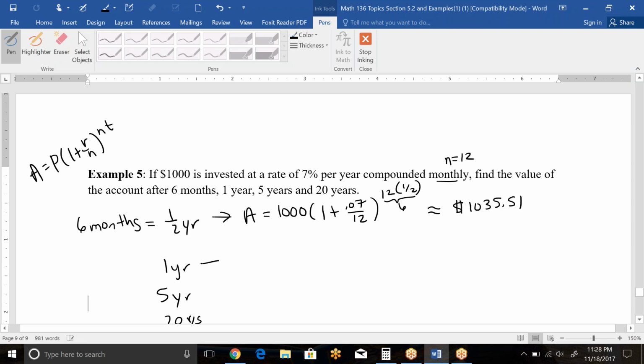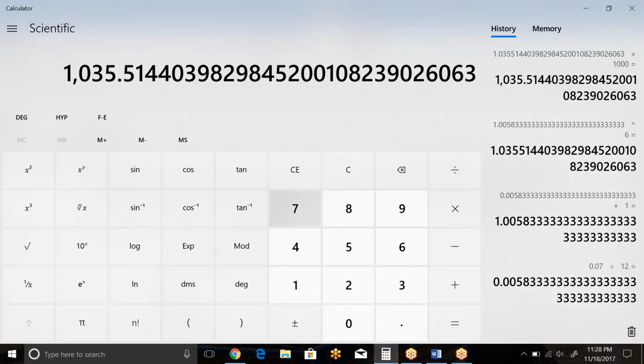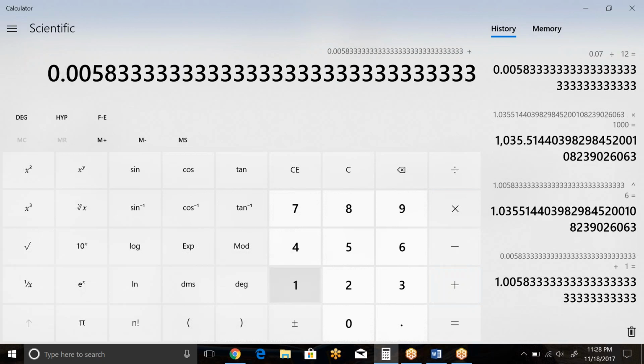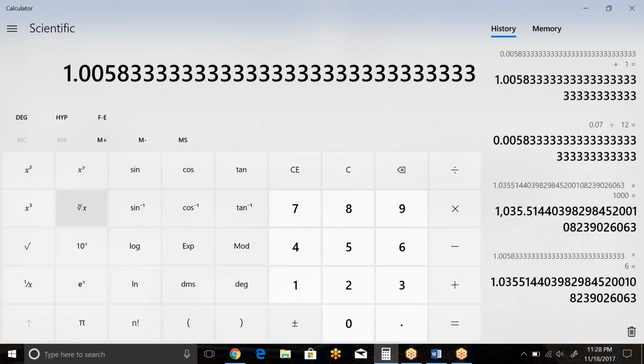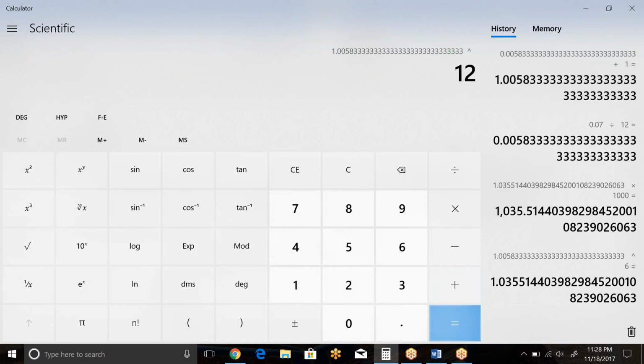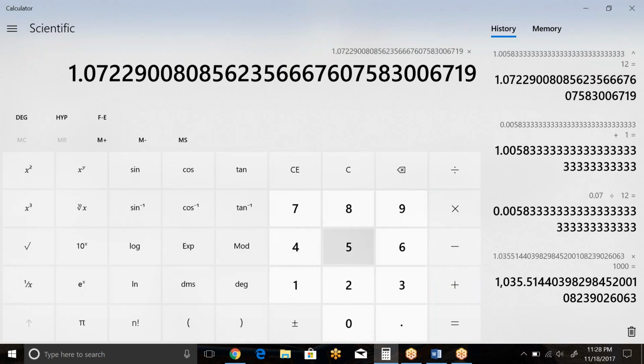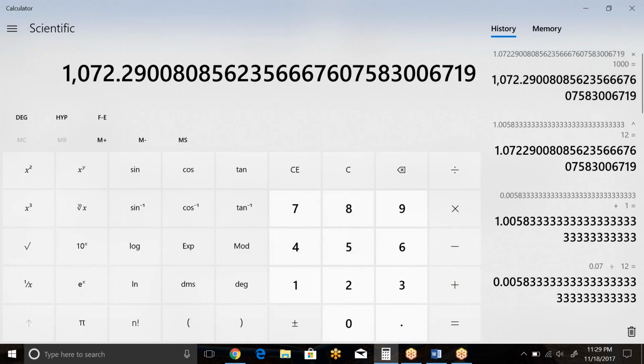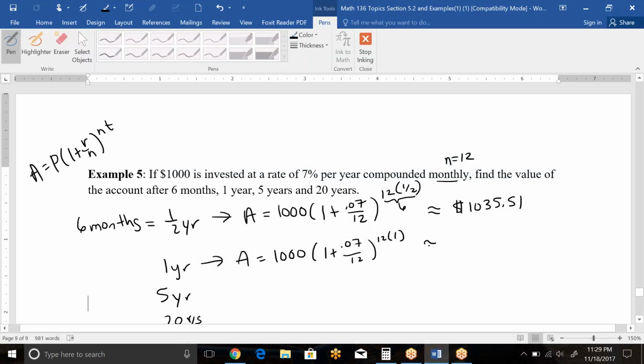Okay, let's do 1 year. Still the same rate, same number of compoundings per year, but now it's 1 year. So it's going to be the 12th power. So 0.07 divided by 12 plus 1 raised to the 12th power times 1,000. That's 1,072.29.